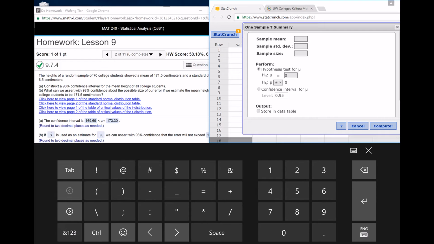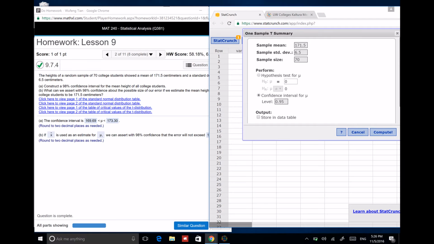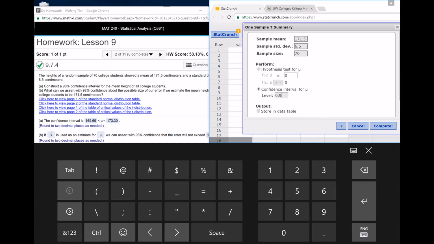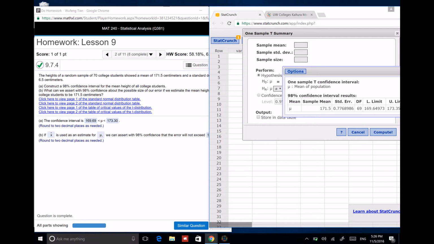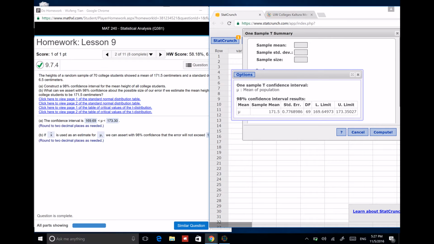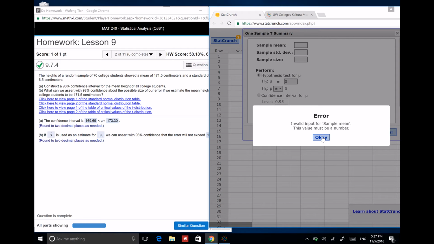Alright, so let's do it again. What is that? Mean value 171.5. Sample standard deviation 6.5. Sample size 70. Confidence interval 98, so we change that to 98 and compute. So then you can see 169 to 173.3. Okay, so you got the exact same thing. Alright, so next one.